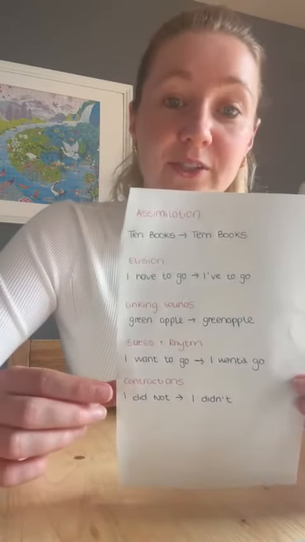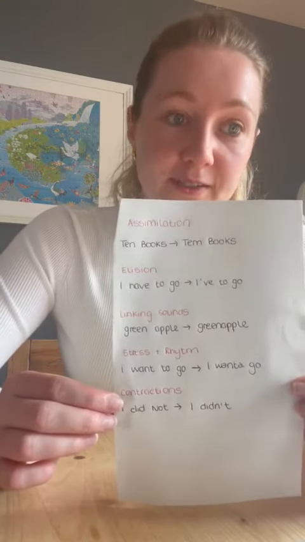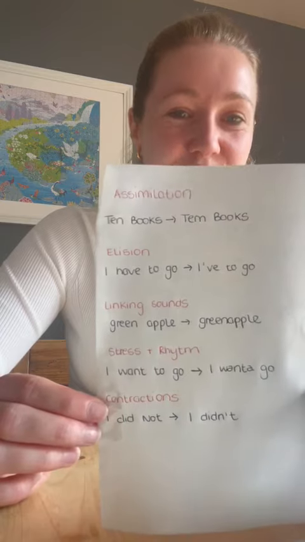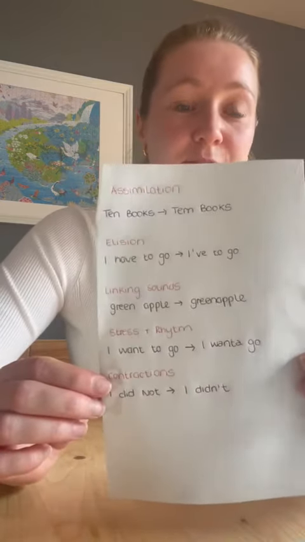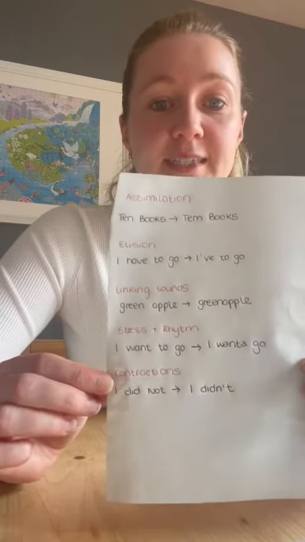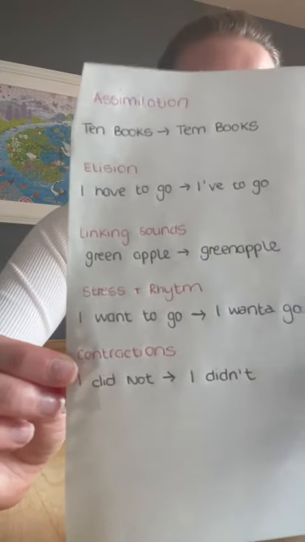Finally, we have contractions. So connected speech involves the use of contractions, where words are combined and shortened. This affects the pronunciation and the rhythm of speech. For example, in the phrase, "I did not" becomes "I didn't".